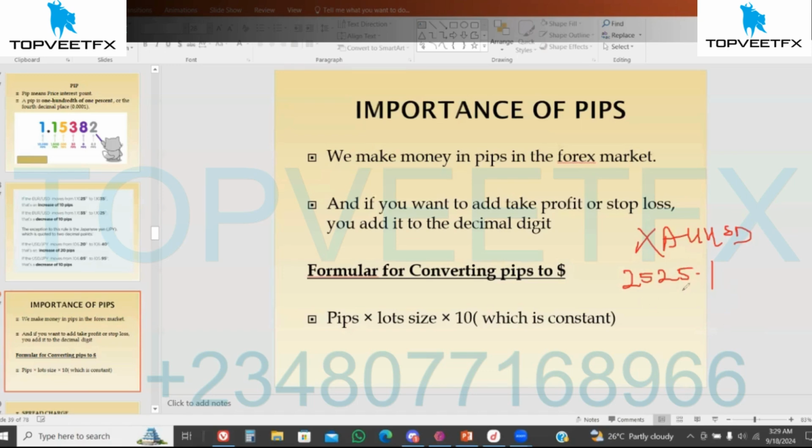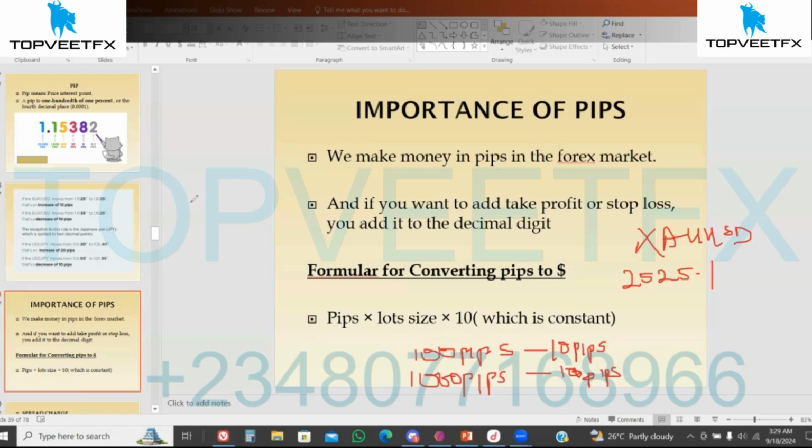Now, let's say I wanted to add 10 pips to gold. In gold, 100 pips is referred to as 10 pips. 1,000 pips in gold is referred to as 100 pips.